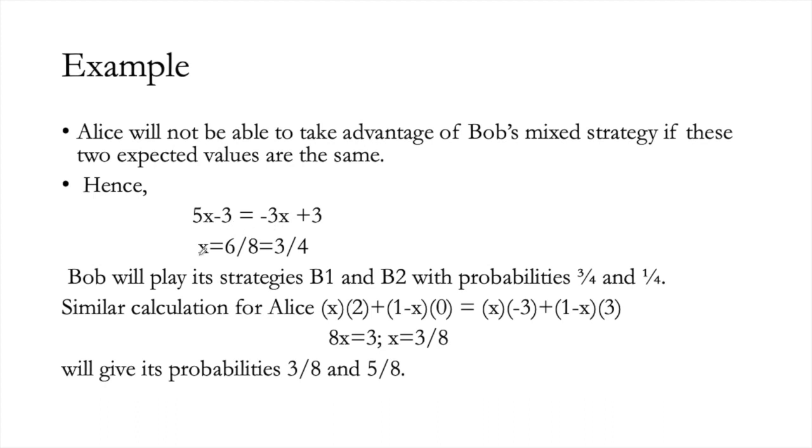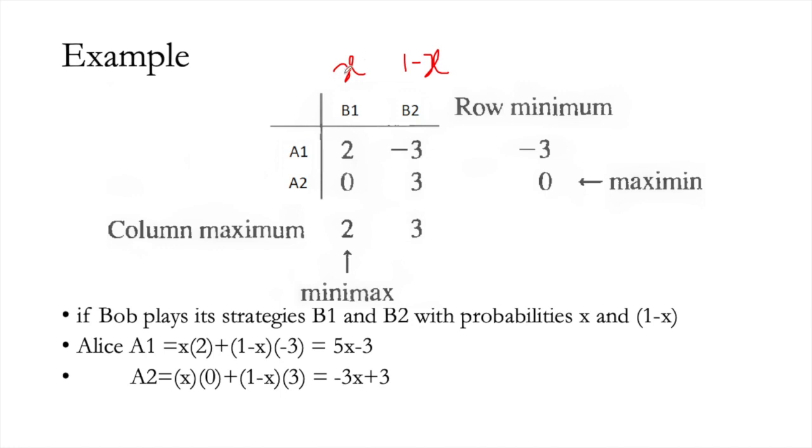If we solve it, we get x equals 6 by 8 equals 3 by 4. That means Bob applies strategy B1 3 by 4 of the time, and 1 by 4 of the time Bob applies strategy B2. Again, I am repeating, since Bob is applying strategies B1 and B2 with a probability of x and 1 minus x, Alice cannot see all these things. Alice can only find out at the end what the total gain, the total payoff, is.